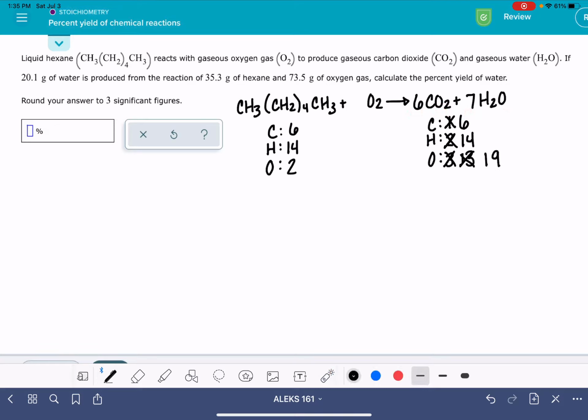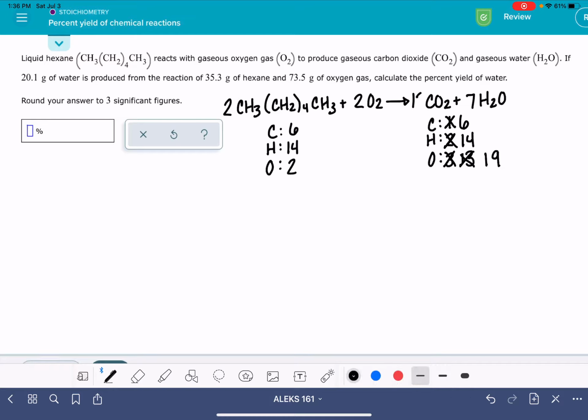Now I'm ready to balance the oxygens, and I'm in this situation. We call this interfering coefficients. I need 19 oxygen atoms on the left-hand side, but the oxygen atoms only come in multiples of 2, so it's impossible for me to put a coefficient here and end up with 19. So when I am in a situation like this, what we do is stop, pause, and double everything that we already have. So I'm going to double all of these stoichiometric coefficients, multiply everything by 2.